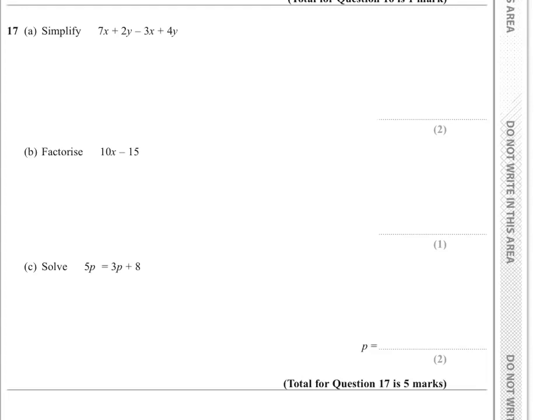Question 17. Part A says simplify, and we have 7x and minus 3x. So in terms of the x's, we have 7x minus 3x, which is just 4x. So we can get rid of those. And then how many y's do we have? Well, we have 2y plus another 4y. So that gives us 6y. So we can just write 4x plus 6y.